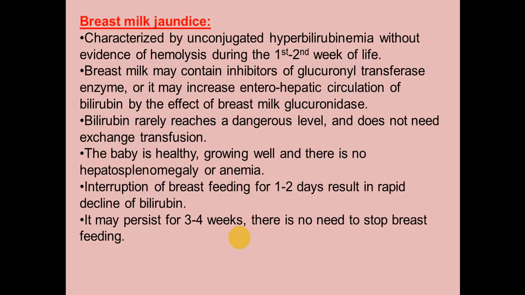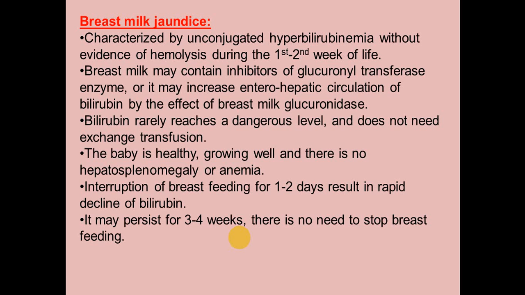Now we come to the common entity also of neonatal hyperbilirubinemia, which is breast milk jaundice. The criteria of breast milk jaundice: it is a form of indirect or unconjugated hyperbilirubinemia without evidence of hemolysis, started in the second week of life, and may continue up to 40 days after birth.